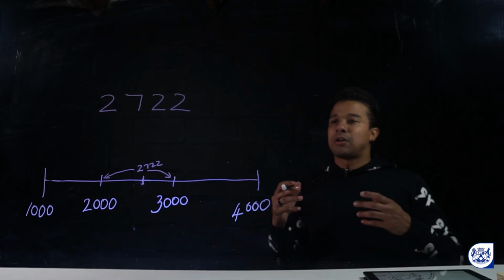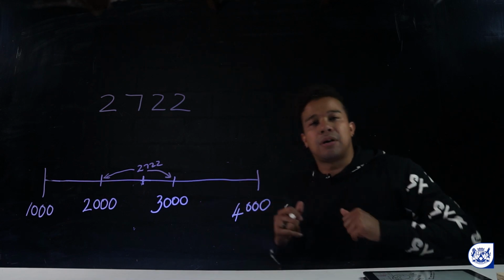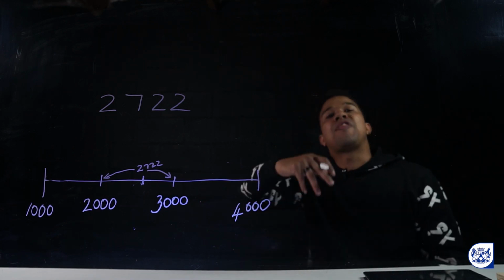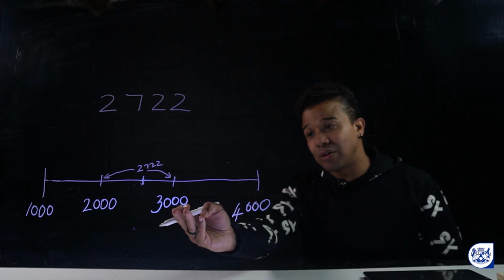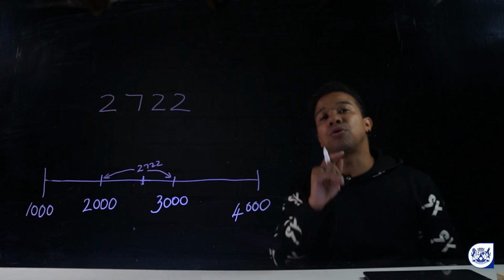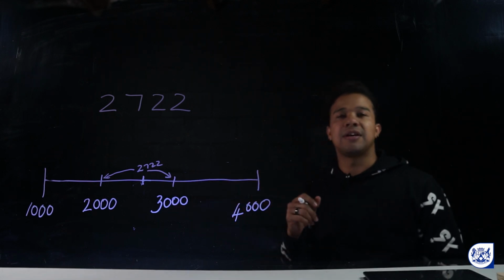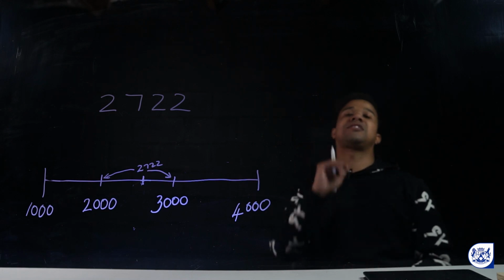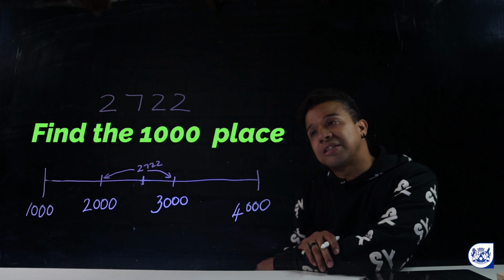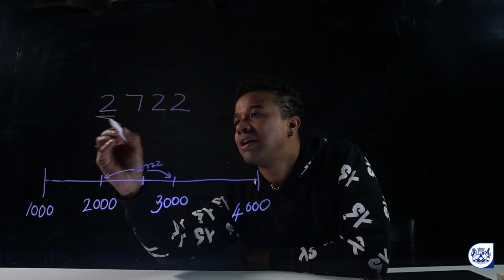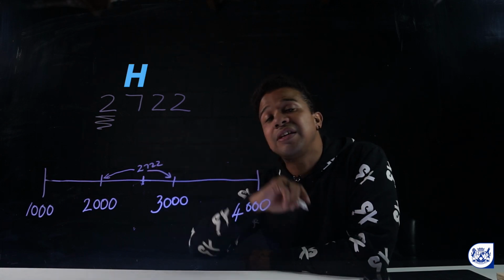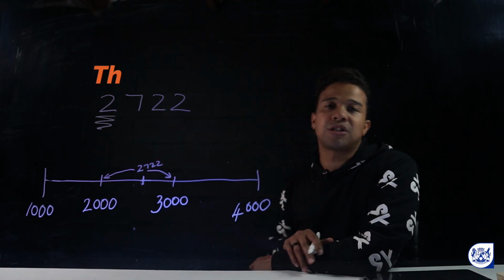Now, just looking at the position of the number that we are focusing on, we can already tell that it lays closer to 3000, so we will round up to 3000. But again, let's check our rule and see if the answer is the same. So, step 1, locate the number that is in the thousand place. And we can see that it's over here. It's the 2. 2 is in the ones, 2 is in the tens, 7 is in the hundreds, and 2 is in the thousands place.